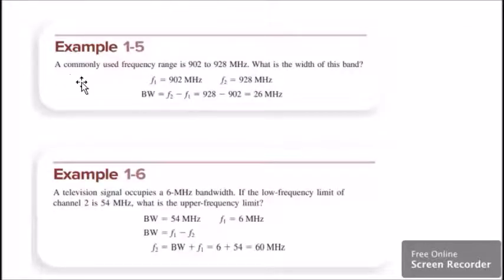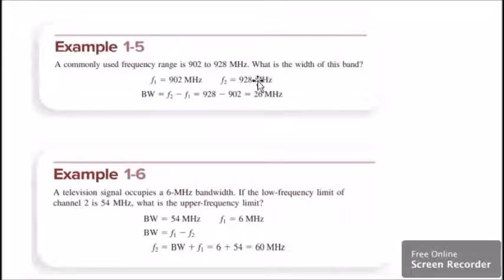So for example, a commonly used frequency range is 902 to 928 megahertz. So you're given here two frequency limits, one lower and one higher. Now the question is, what is the width of this band? When we say width of this band, we are also asking for the bandwidth.